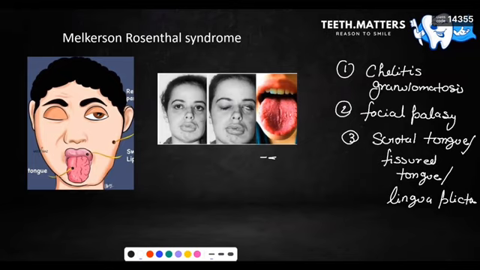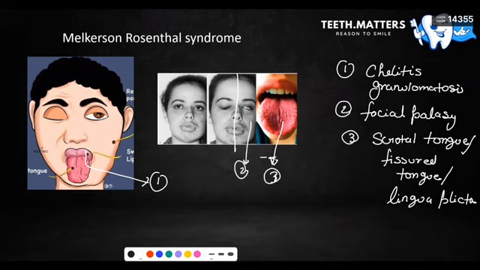Okay, so here we can appreciate the fissuring in the tongue. So it is fissured tongue, the third feature. Which side of facial palsy is present? On this side, because the patient is unable to close her eye. So facial palsy, and we can see cheilitis granulomatosa, that is swelling in the upper lip. Here the swelling is present in the upper lip. In Miescher syndrome, the swelling is present in the lower lip.